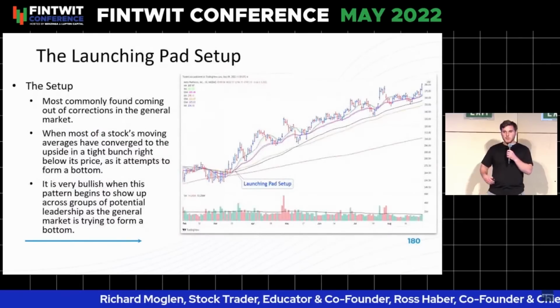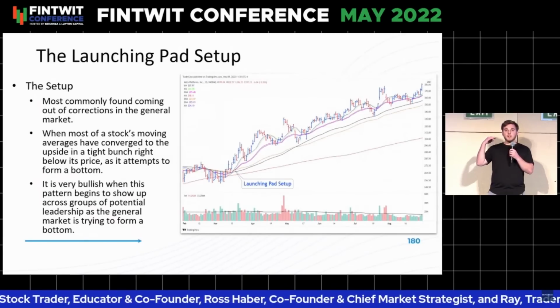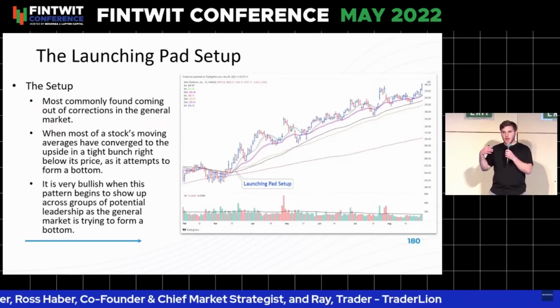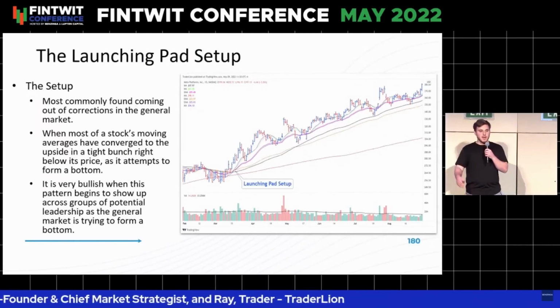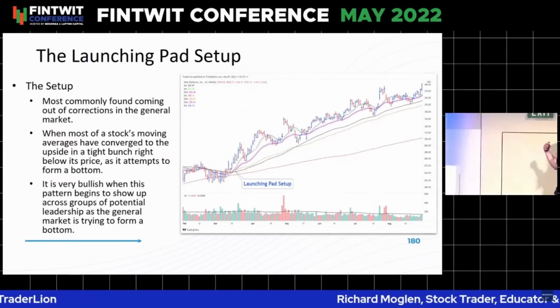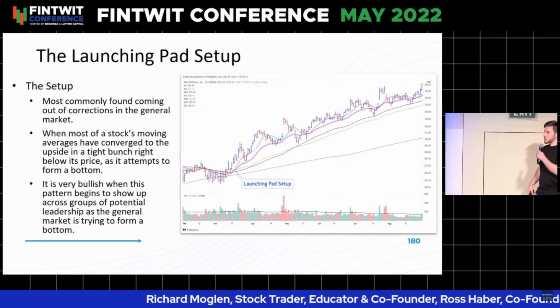So with all that covered, talking about the overall context of the market, why that's important, and why we want to focus on a select few high potential stocks, now let's dive right into our first setup today, which we call the launching pad. And with that, Ross, I'll hand it over to you. What do you want to look for in terms of the setup, in terms of the chart, and how do you use this while also managing risk to enter stocks?